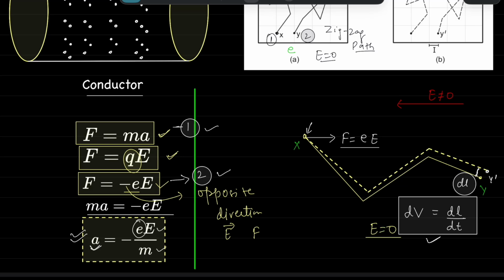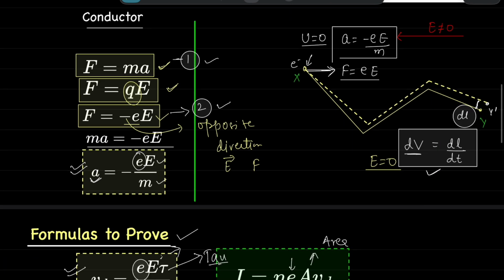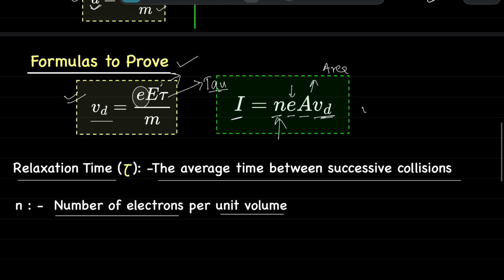So here we can say that this electron's initial velocity is 0 because it has just started. Final velocity we can consider as Vd. And what is the acceleration acting on the body? Minus small e capital E by m. The minus we can ignore because we already considered the direction. Fine. So based on this concept, we have to derive these two formulas.